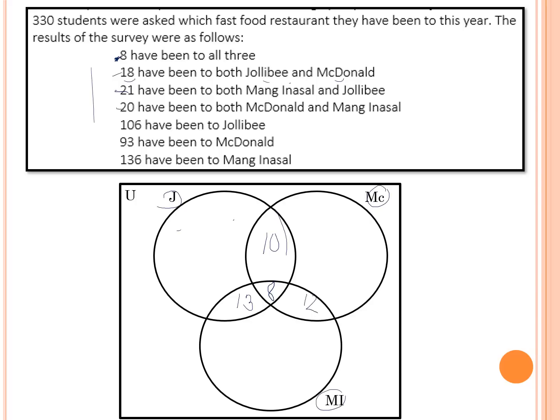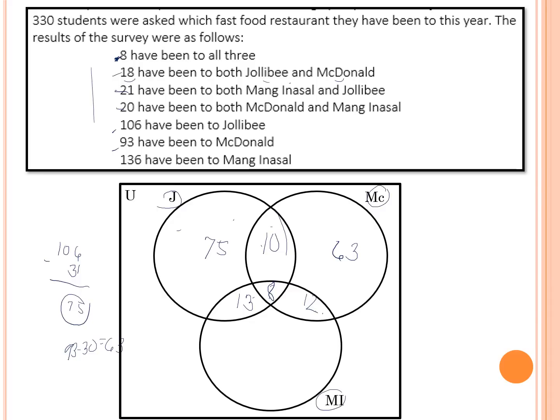Next, 106 have been to Jollibee. So if there are 106 who have been to Jollibee, we already have 10, 8 and 13. So 10 plus 8 is 18 plus 13, that is 31. We subtract it from 106, and we have 75. It means that there are 75 students who belong to this area. Next, 93 have been to McDonald's. So 93, we already have 10 and 8, so that is 18 plus 12, that is 30. So 93 minus 30 is 63. It means that there are 63 students who belong to this part.